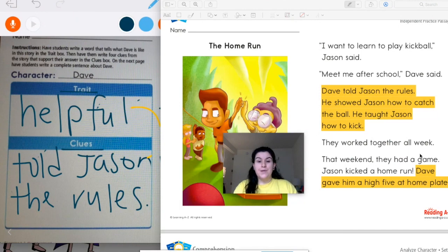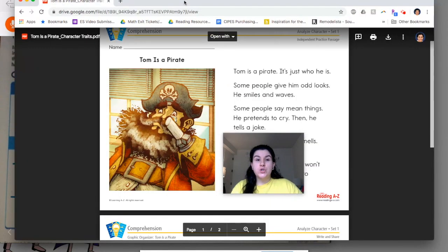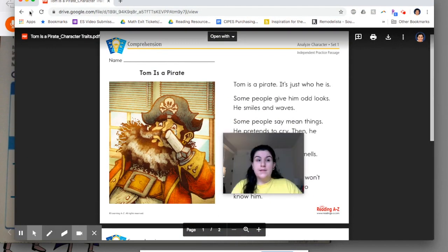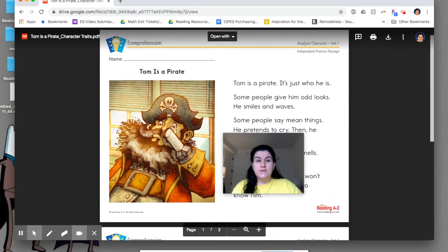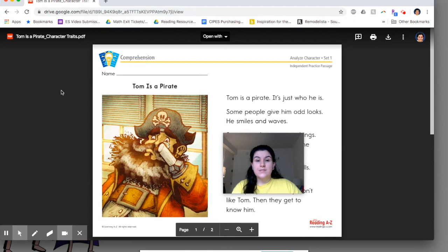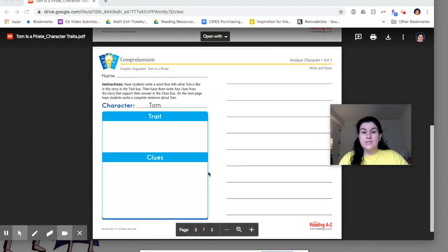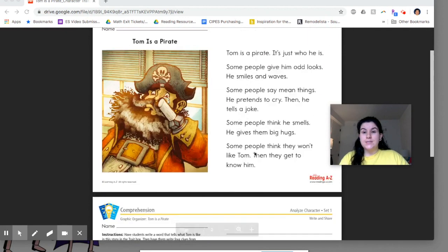Now, for your next part, you're going to try this on your own, and I'm going to show you how you can highlight the text just like I did. In the description, you're going to see a link. The link is going to take you to this text right here called Tom is a Pirate. And then at the bottom of the text, you're going to see something like what we did together. There's a section for trait, clues, and then on the side, putting your sentence together.